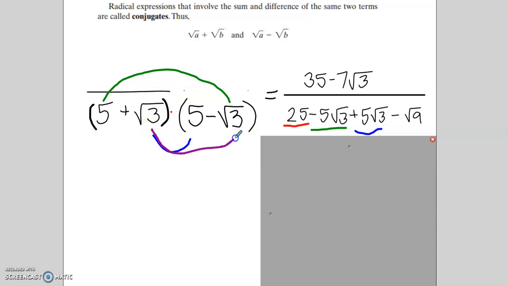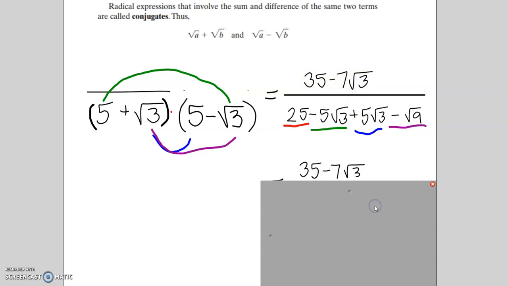Square root 3 times negative square root 3, negative square root 9, right? Radical times a radical, we multiply the radicands, the numbers under the radical. And then we just simplify. So my numerator, I can't do anything with this, right? It's a whole number minus a number with a radical, can't do anything. 35 minus 7 square root 3. Let's take a look at my denominator. What can I combine, right? Take a look at negative 5 square root 3 plus 5 square root 3. Ignore those radicals because they're the same.